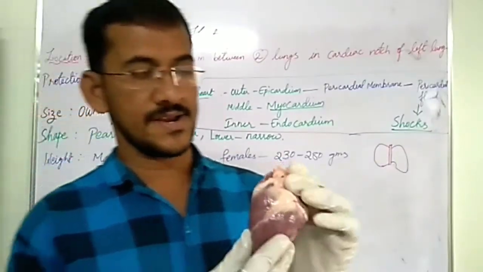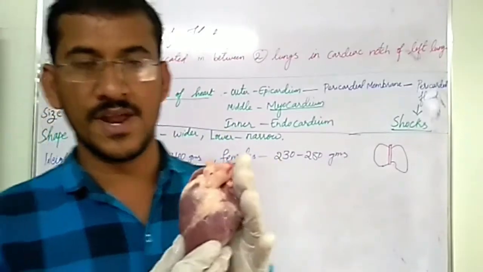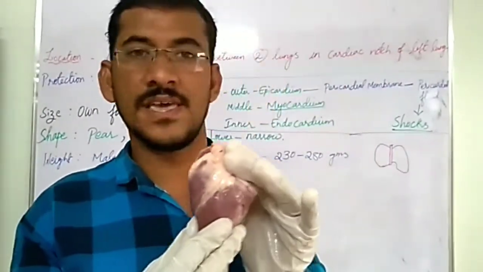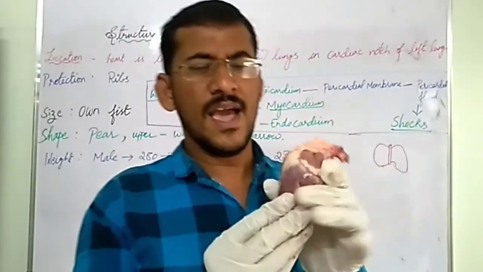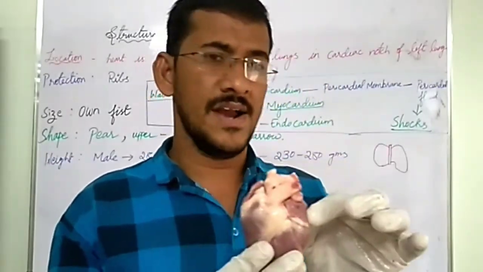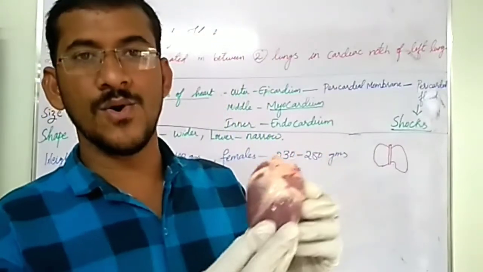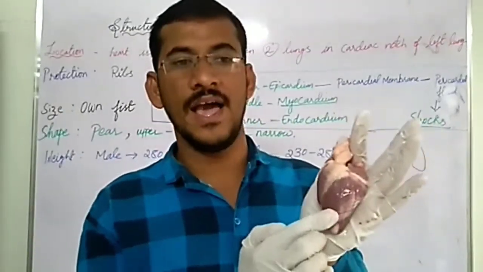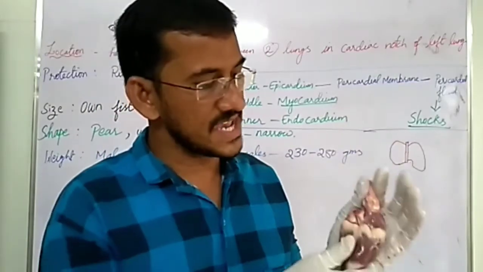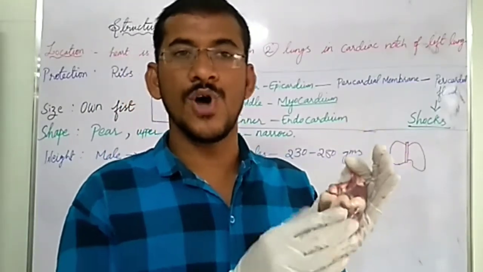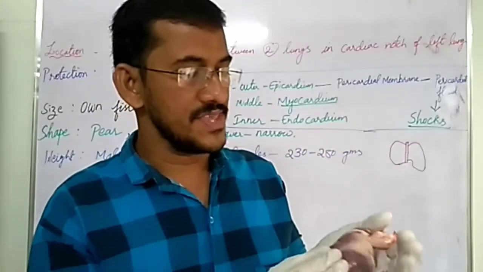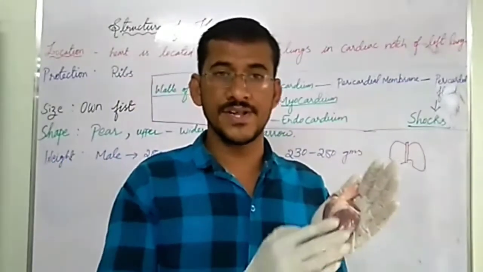Now let us see the real heart. This is a mammalian heart. This is not a real human heart, but this is a real heart of a goat. Goats and human beings belong to the same class, that is mammals. So let us see the structure of the mammalian heart. This heart is similar to the human heart. That's why I have taken a goat heart. This side of the heart is called the ventral side, that means the front side, and the back side is called the dorsal side. So this is the dorsal or back side and this is the front or ventral side of the heart.